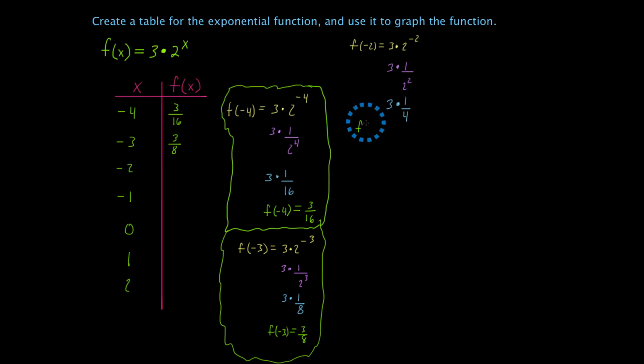So f of -2 is equal to 3/4. So write 3/4 here. And I'm actually going to box that information up too. There we go.